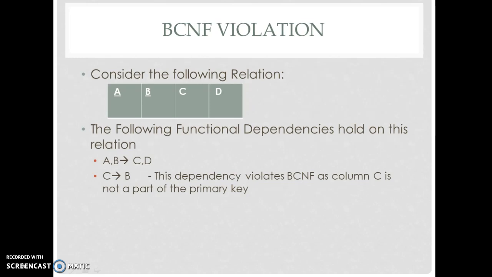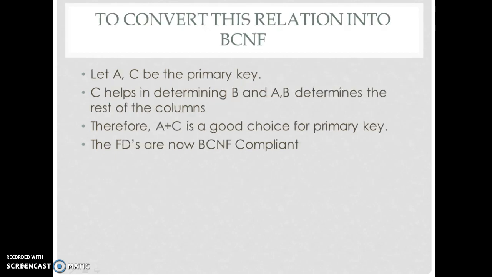What this functional dependence says is, if I happen to know the value of any particular row in column C, it will also help me in knowing or understanding the value in column B. And this particular functional dependence is a violation of the Boyce Codd normal form, since column C doesn't happen to be a part of the primary key. This particular dependence needs to be removed from our given relation in order to make it BCNF compliant.